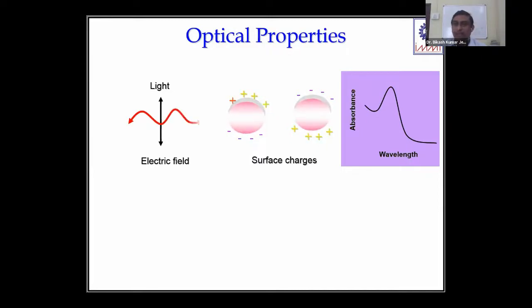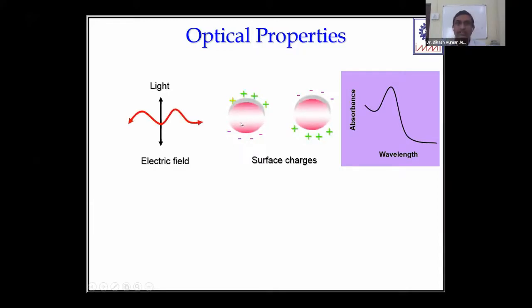Usually, you understand that metals don't have any distinct band like HOMO-LUMO. They don't have that, but this electron band is continuous. So why are they showing some absorbance property? The absorbance property is due to the surface plasmon resonance property. How does the surface plasmon resonance work? When you irradiate light on the gold nanoparticle, when this light approaches the nanoparticle surface, then polarization of the surface charges takes place.